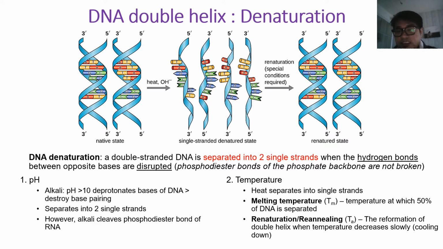The second one is the temperature. For the temperature, heating can separate the double helix into single strands. There are two types of temperature that you have to know. First one is the melting temperature, and the second one is the re-annealing temperature. The melting temperature is when 50% of the strands have been separated. And the re-annealing temperature is the lower temperature where the double helix can hold together again.